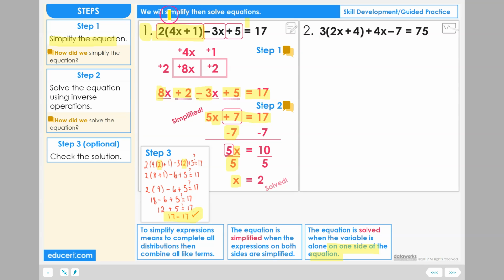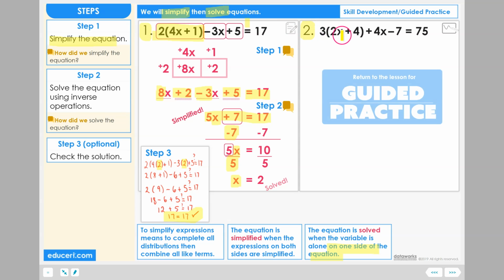You are now ready to simplify and then solve the equation in number 2 for the variable x.